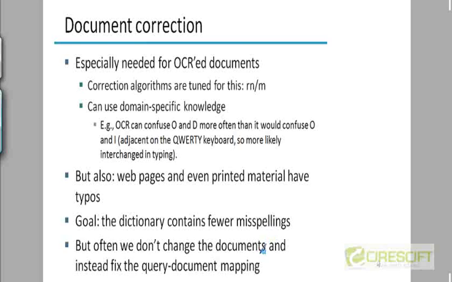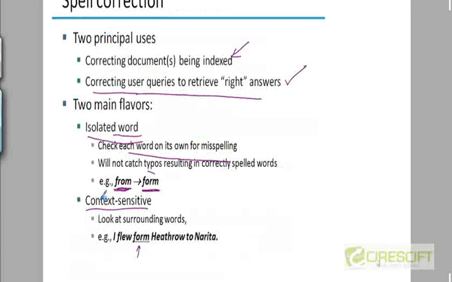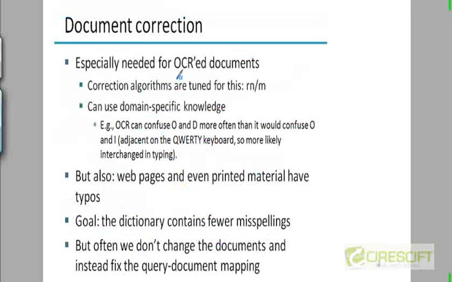Now we are going to look at each of these four in some detail. I'm going to first discuss the two principal uses, and then I'm going to discuss the two main methods in more detail. Okay, so just to recall the flow, this is what we'll be discussing first. This is number 2, this is number 3, and this is number 4 in future slides. Okay, so let's look at number 1, correcting documents that are going to be indexed.